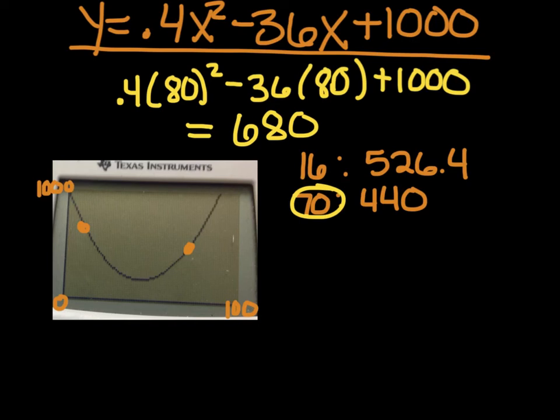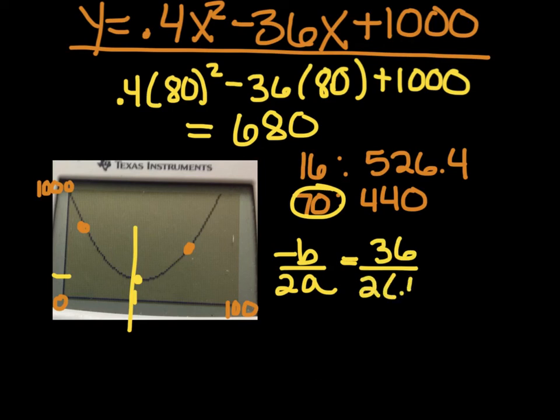All right, D says, what age driver appears to be the safest? Well, the safest driver is down here because that's the least number of accidents. So we need to find that. You can do your negative b over 2a. So 36 over 2 times 0.4. And you're going to get 45. So those 45-year-olds, like your parents, they're the safest drivers out there.